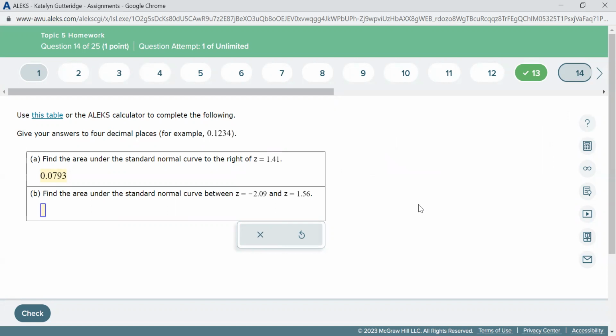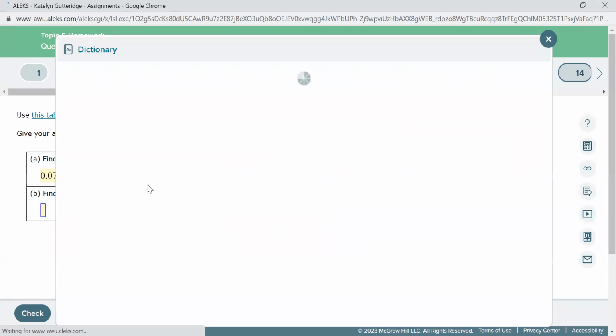All right, so let's look at part B now. Part B says find the area under the standard normal curve between z equals negative 2.09 and z equals 1.56. Okay, so let's go ahead and grab these values from the table, and then we'll talk about how we're going to put them together to find the area we need. So let's go to our table.